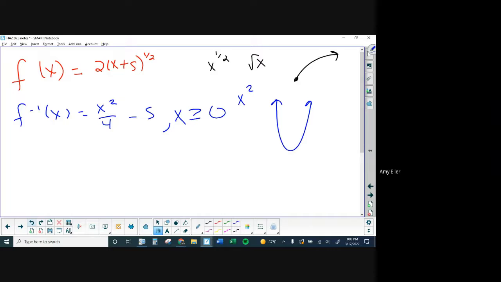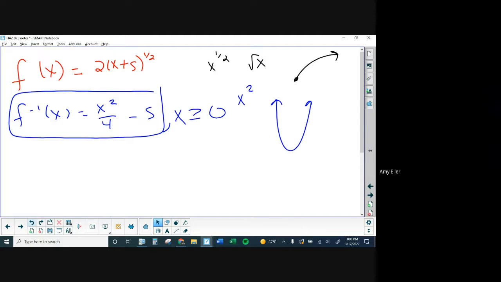That's why I say a graph is not required, because it never says graph the function. It says find the inverse. And if you stop here, that's not the inverse. That's not how it works. So a graph is very helpful.